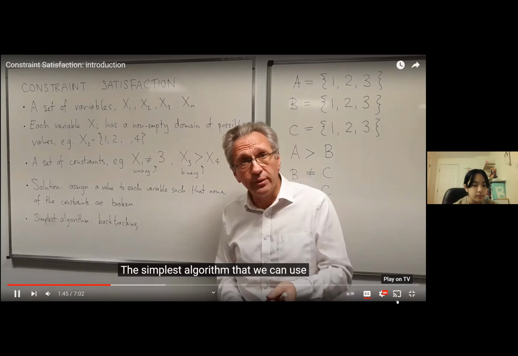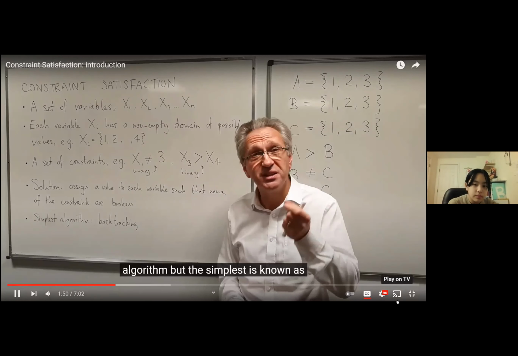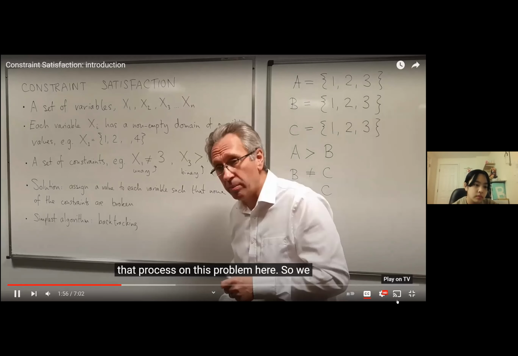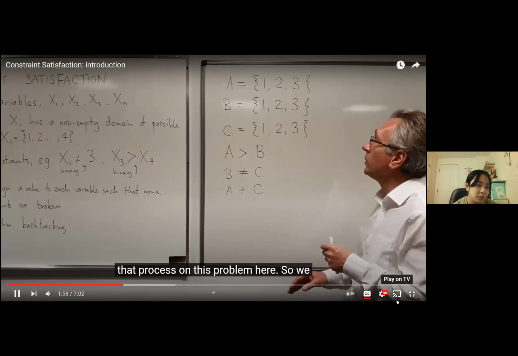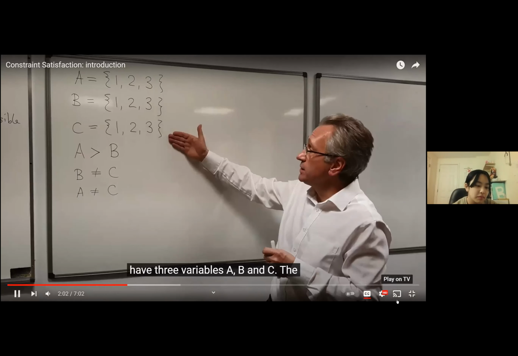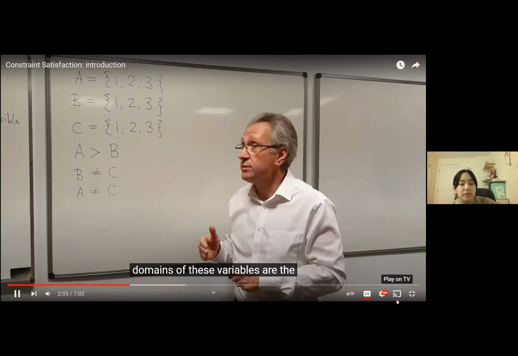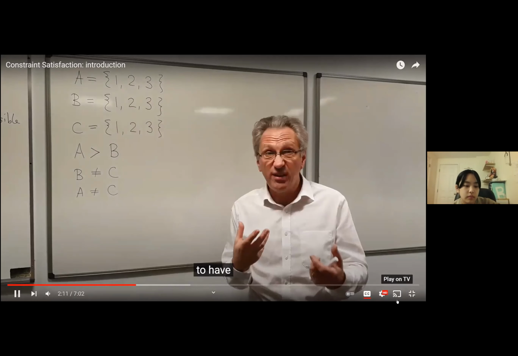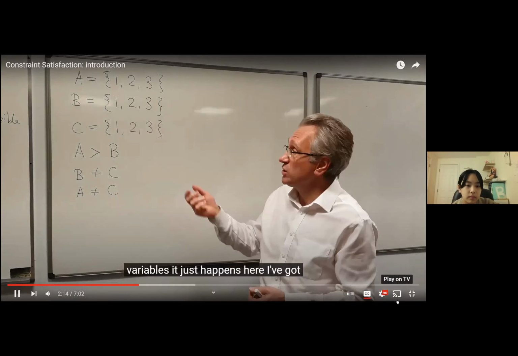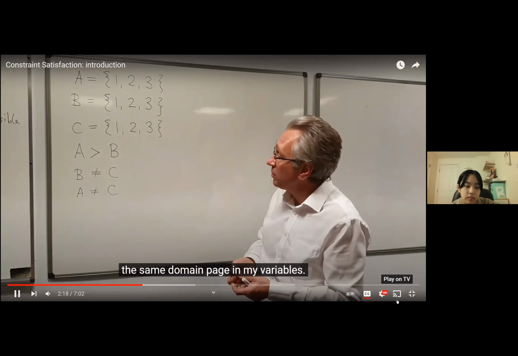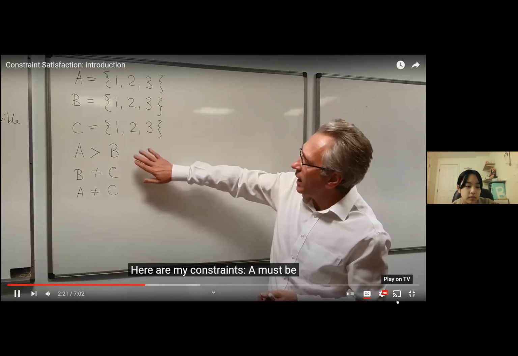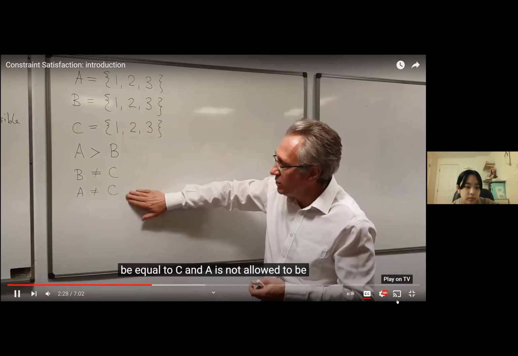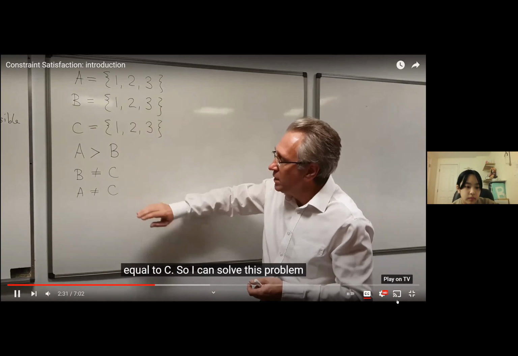The simplest algorithm that we can use to solve the problem, not the best algorithm, but the simplest, is known as backtracking. And I'm going to illustrate that process on this problem here. So we have three variables, A, B, and C. The domains of these variables are the values 1, 2, and 3. In general, you're allowed to have different domains for different variables. It just happens here that I've got the same domain for each of my variables. Here are my constraints. A must be greater than B. B is not allowed to be equal to C. And A is not allowed to be equal to C.